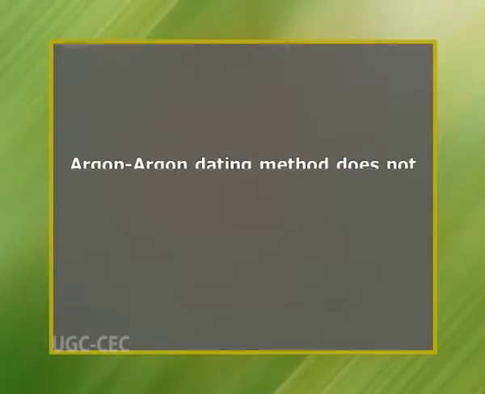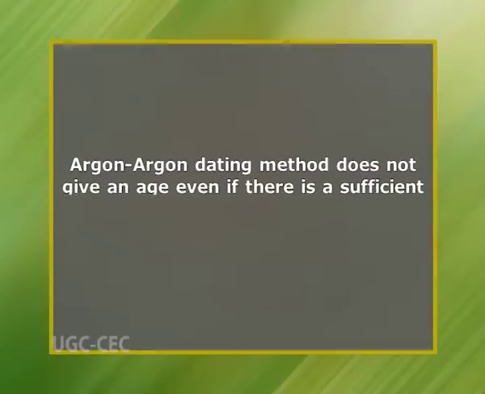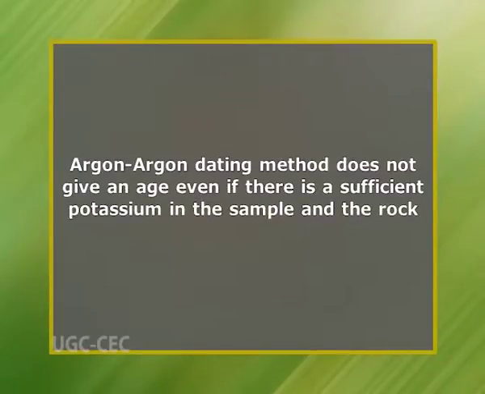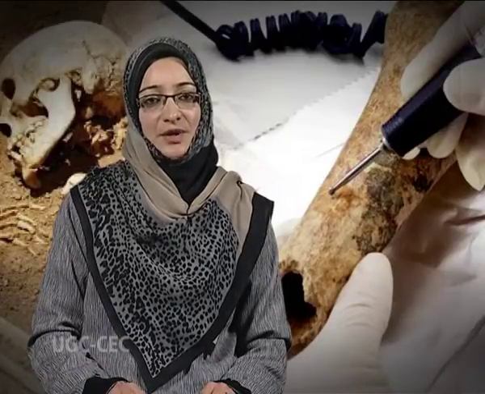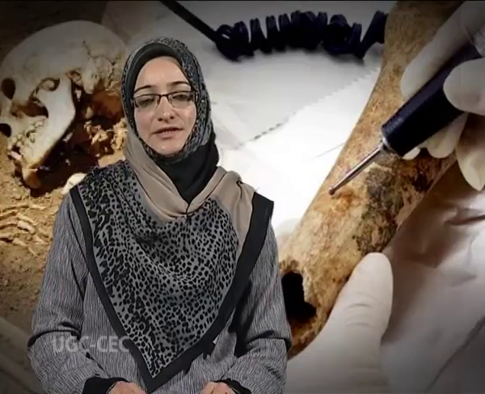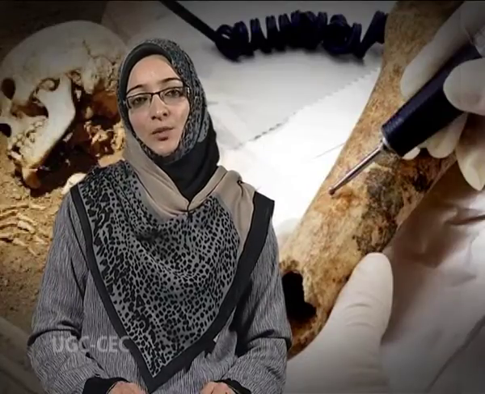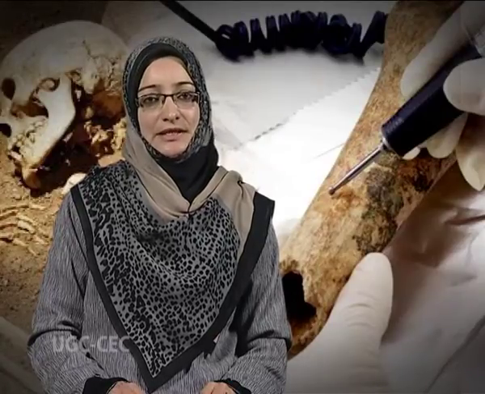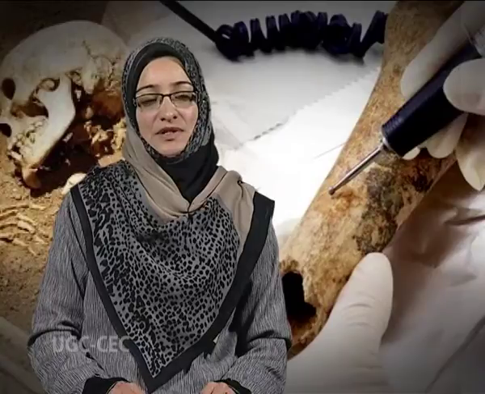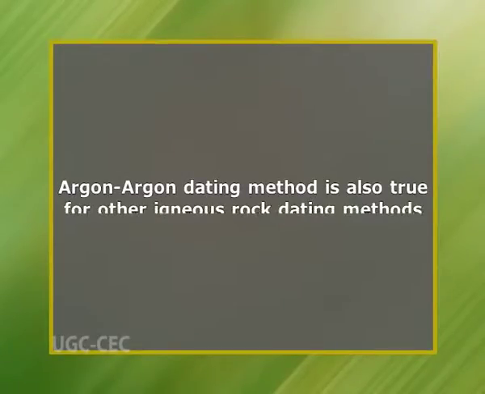There are occasions when the Argon Argon dating method does not give an age even if there is sufficient potassium in the sample and the rock was old enough to date. This most often occurs if the rock experienced a high temperature at some point since its formation. The important point to note is that rather than giving wrong age dates, this method simply does not give a date if the system has been disturbed. This is also true of a number of other igneous rock dating methods.